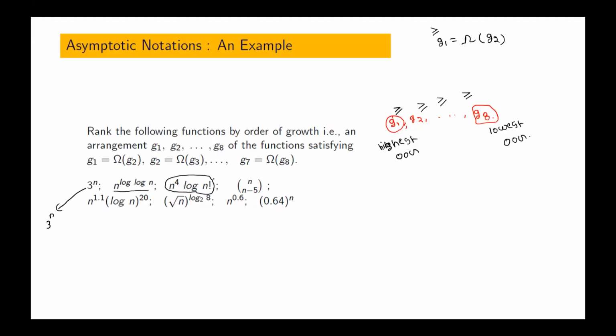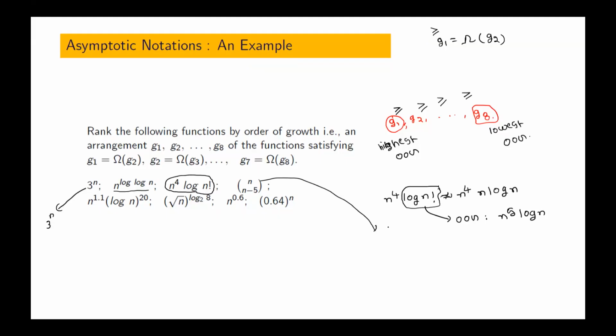What is its order of growth? n power 4 into log n factorial. What is log n factorial's order of growth? It is n log n. Order of growth is n log n. That means this entire order of growth is n power 5 times log n. Is that okay? Now let us look at this.